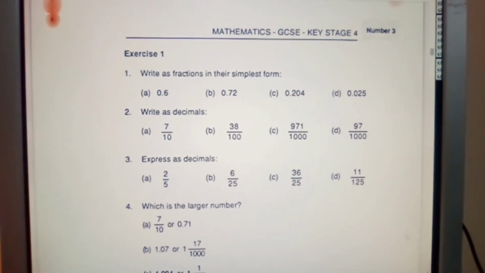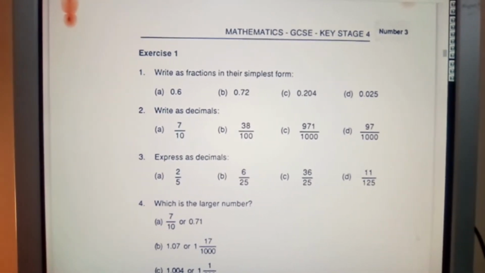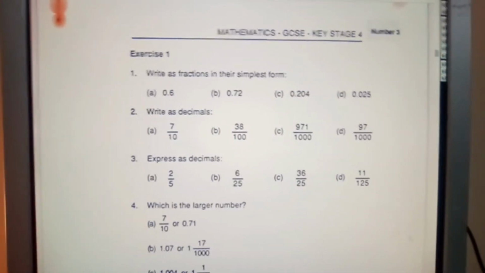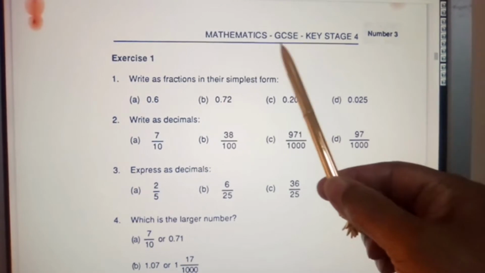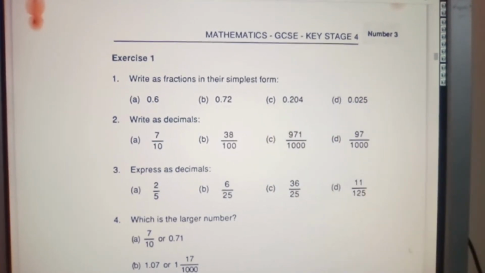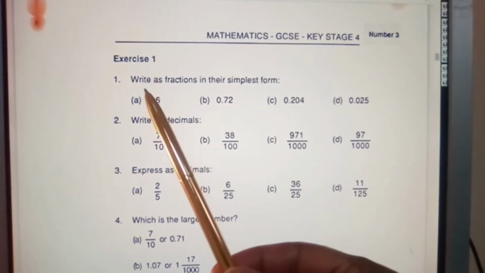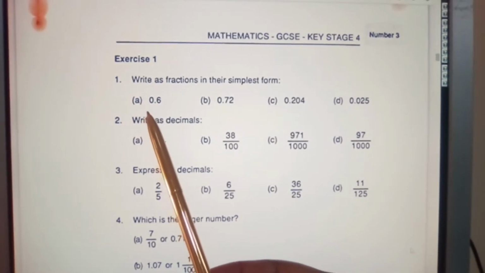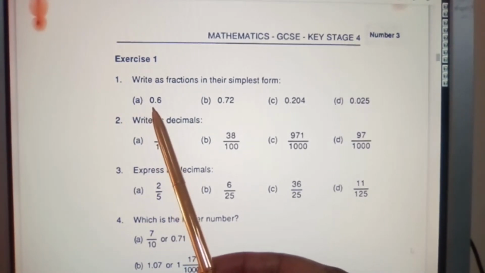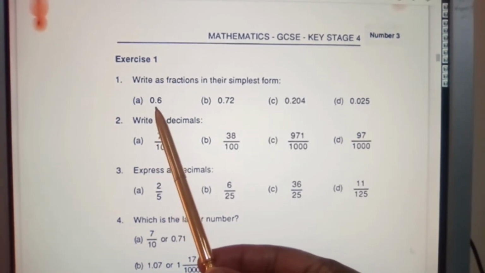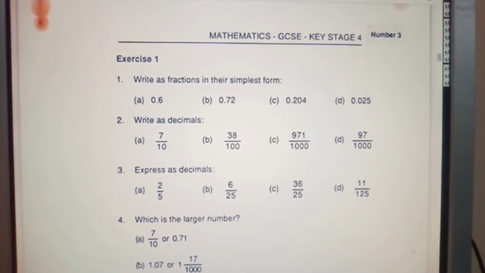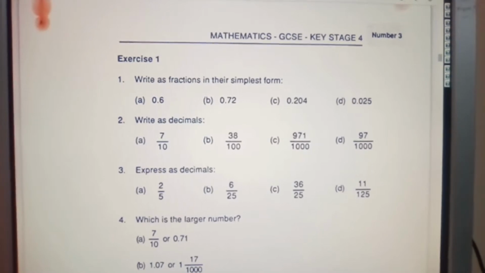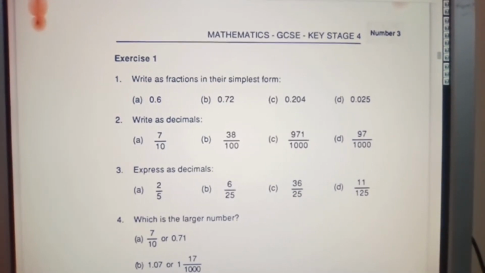Okay, welcome back. Now, what I want to continue with is mathematics GCSE Key Stage 4. In session 3, you will remember that we were converting these decimals into fractions. And what we want to do is to continue with that process, and show you each one in turn.